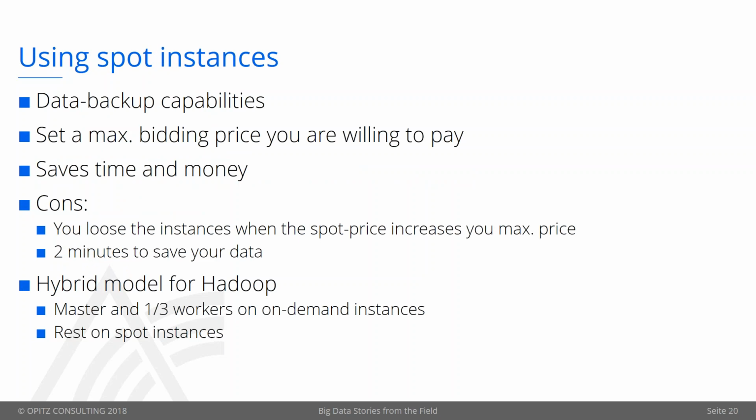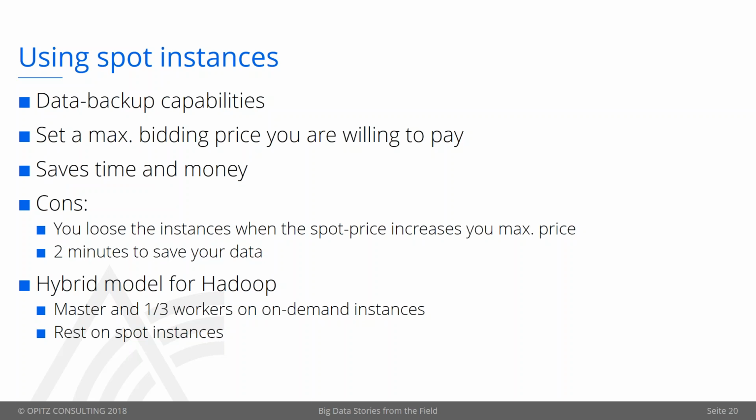Amazon EC2 spot instances are backed up capabilities in the AWS cloud that offer a high discount compared to the on-demand pricing. You set a max bid price that you are willing to pay. When your spot instances start running, you pay the live spot market price, not your set bid price.